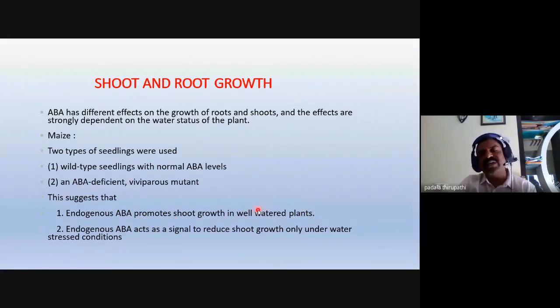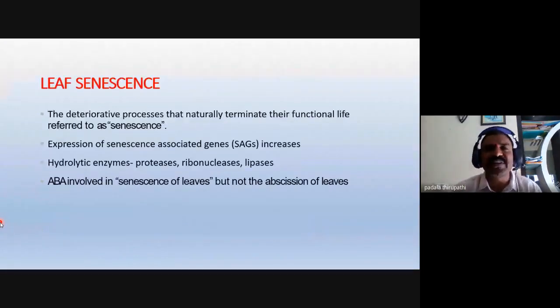Whenever plenty of water is available, endogenous ABA acts as a signal to reduce shoot growth only under water stressed conditions. Whenever water is not available, endogenous ABA automatically acts as a signal to reduce shoot growth. So this is the difference depending on the availability of external water. This is the most important physiological function regarding seed dormancy, induced dormancy and bud dormancy.